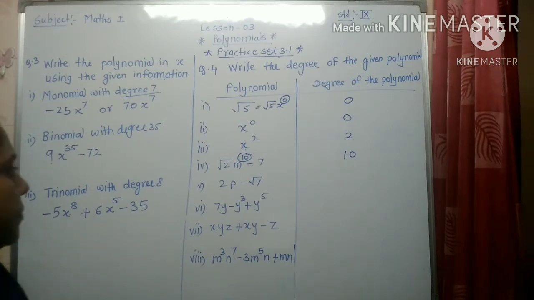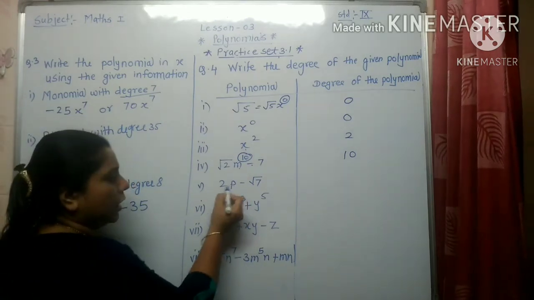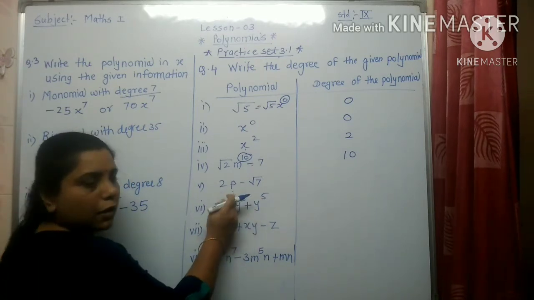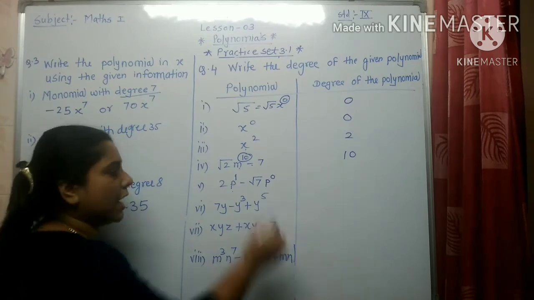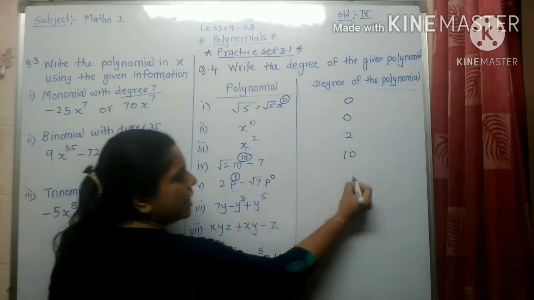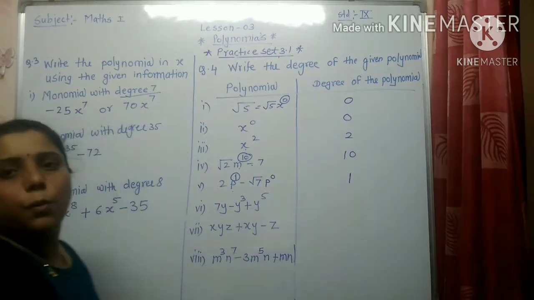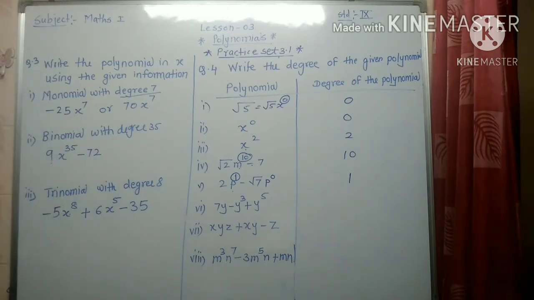You are getting? Next. Here, the highest power of this p is 1. Here, p raised to 0 is there. So which is the highest one? 1 is the highest one. So what is the degree of this polynomial? It is 1.